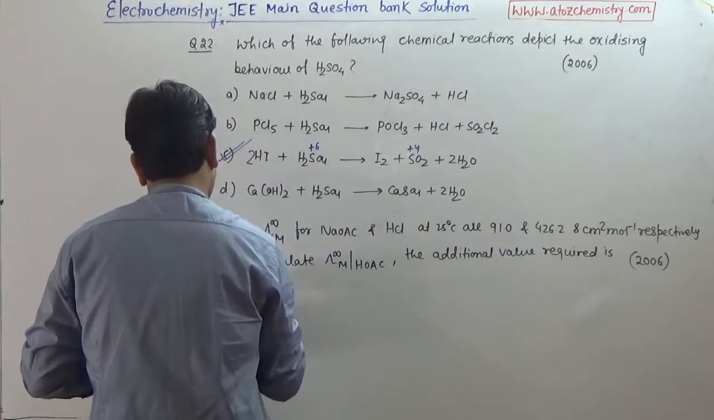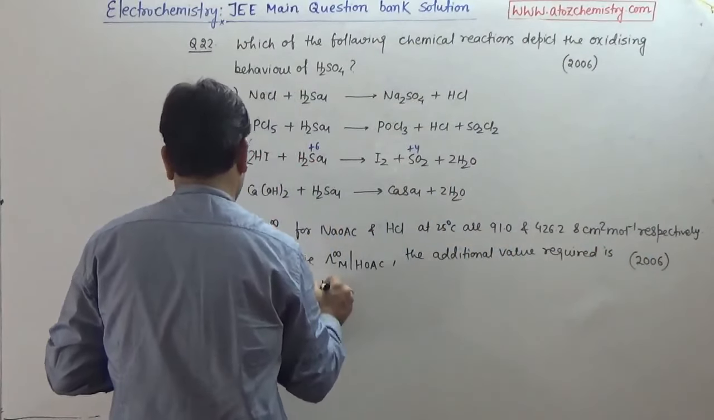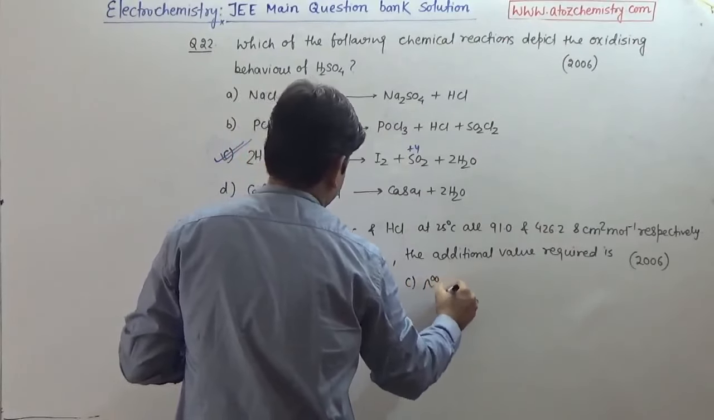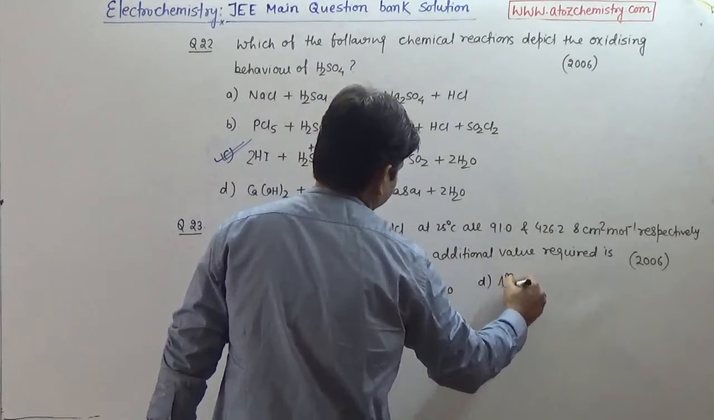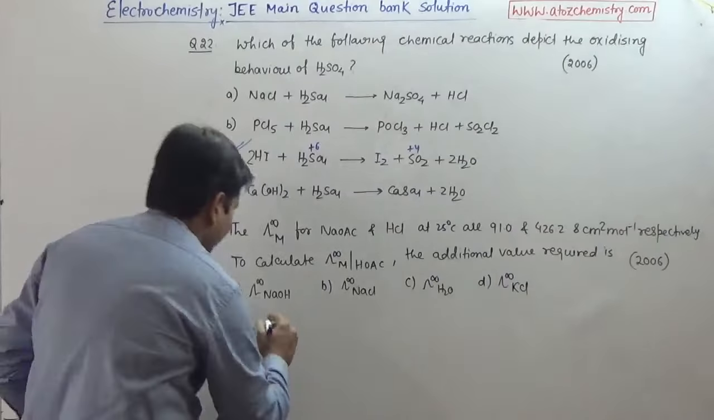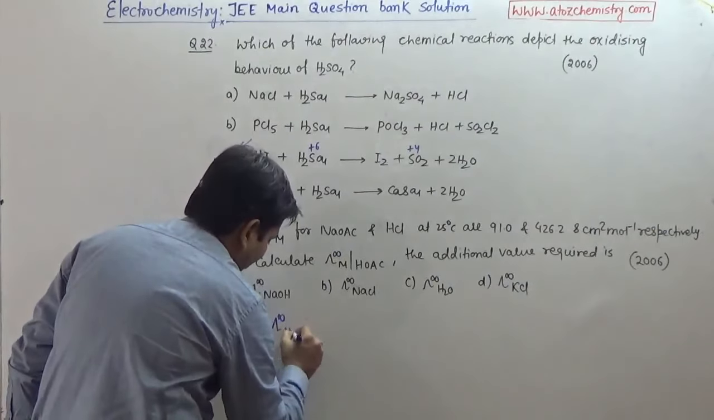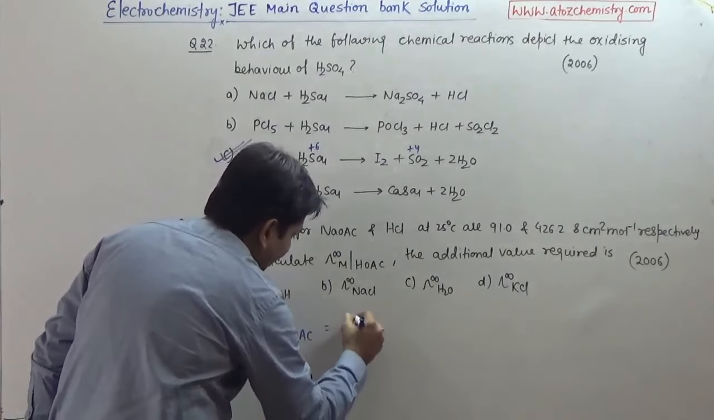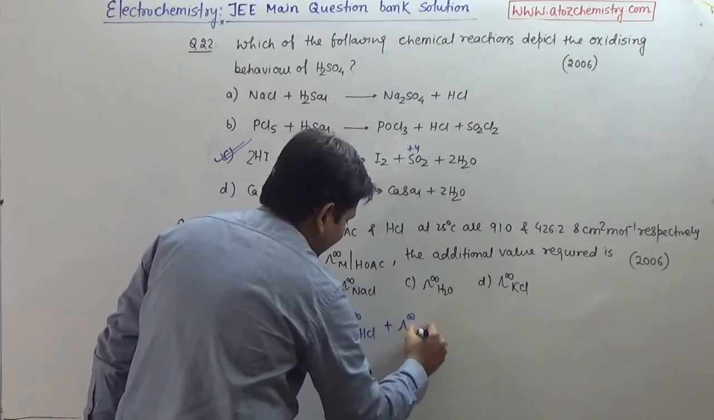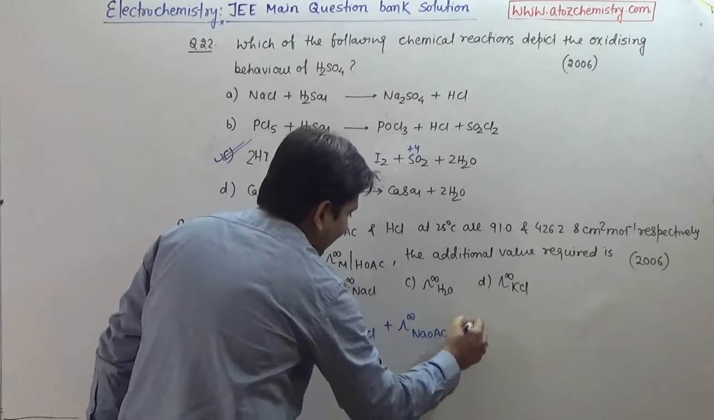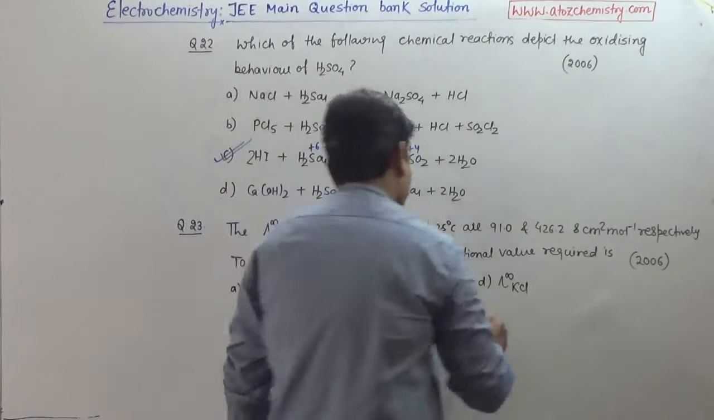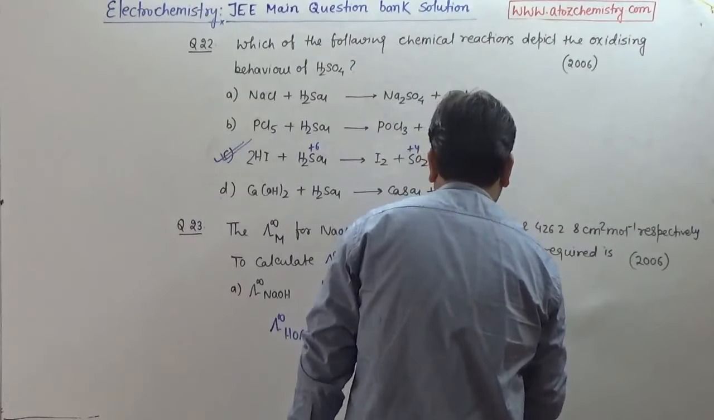A option is lambda m NaOH, B option is lambda m NaCl, C option is lambda m water, and D option is lambda m KCl. We can again easily solve this problem. We have to calculate molar conductance of HOAc. This will be equal to HCl, and if we use lambda NaOAc, then the extra ion is Na plus there and Cl minus here. So we have to subtract lambda m of NaCl.